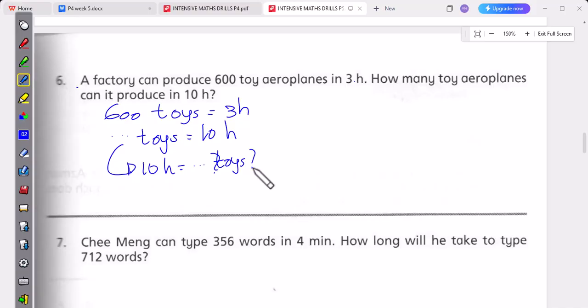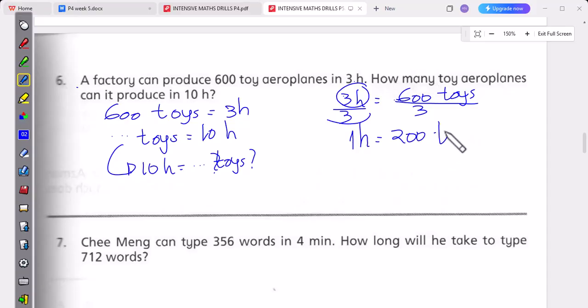So let's say 3 hours equal to 600 toys. So for 1 hour, we divide this one by 3. Why? Because we want to make this one become 1 hour. Because this is an equation, if we divide this one by 3, this one must be divided by 3 as well. We have 3 divided by 3 equal to 1. Don't forget the unit, 1 hour. 600 divided by 3 equal to 200 toys.